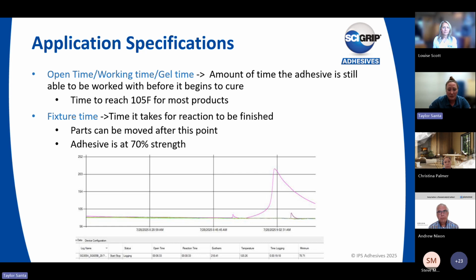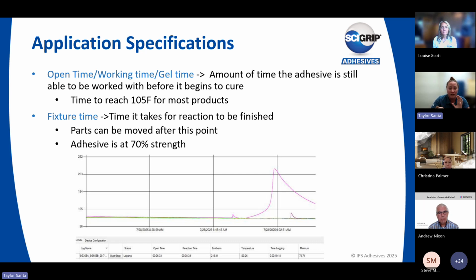After this 105 temperature is reached, we then have a certain amount of time before we reach the next point, the fixture time. This fixture time is really defined as the time it takes for the main exothermic reaction to be complete. In this graph, you can see where the temperature reaches the highest point, which is called the exotherm temperature, and we'll talk about that more on the next slide.